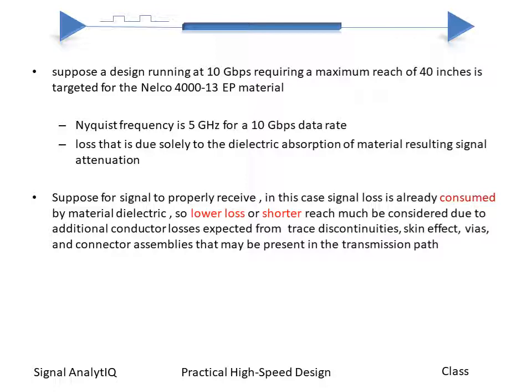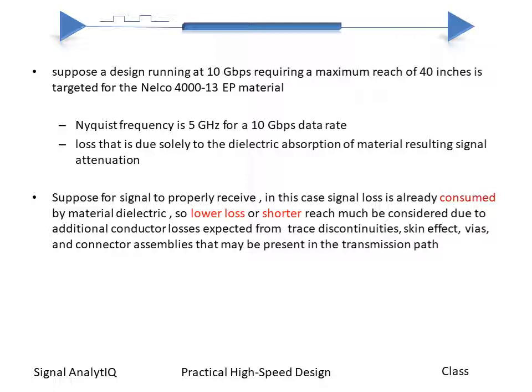Suppose you are designing a board which has a 10 gigabits signal running, and it requires a maximum reach of 40 inches, and you select a material like Nelco 4000 EP. As per this, the Nyquist frequency is 5 gigahertz for a 10 gigabits per second data rate. Now, the loss here is solely due to the dielectric absorption of the material, resulting in signal attenuation.